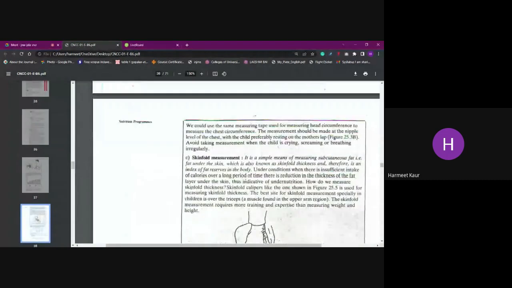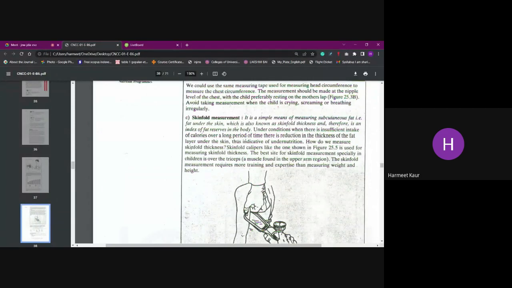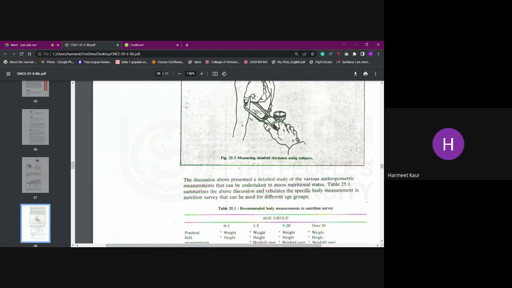Then obviously you have skin fold thickness. This particular measurement you do for measuring subcutaneous fat. The equipment used is like calipers. This is a caliper type of thing, and you basically pick up the skin and measure the subcutaneous fat, that means the amount of fat beneath your skin, and therefore this is known as skin fold thickness. It is an index of the total fat reserves in your body. Someone who has a higher skin fold measurement will have high fat content in comparison to someone with a lower one.